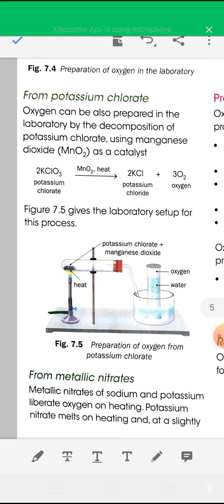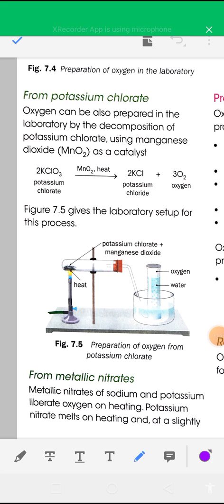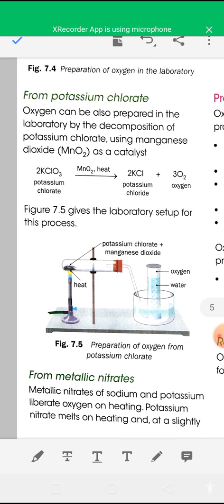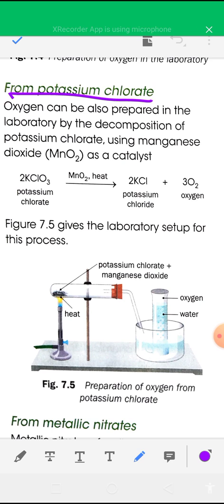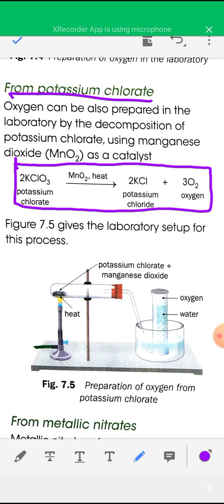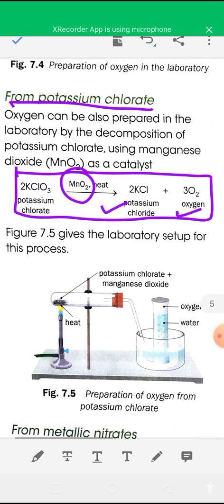Second, preparation of oxygen from potassium chlorate, that is KClO3. When potassium chlorate, KClO3, is heated with manganese dioxide, potassium chloride, that is KCl, and oxygen, O2, are formed. So heating of potassium chlorate, KClO3, gives potassium chloride and oxygen gas, and in this reaction also manganese dioxide acts as a catalyst. So that is preparation of oxygen from potassium chlorate.